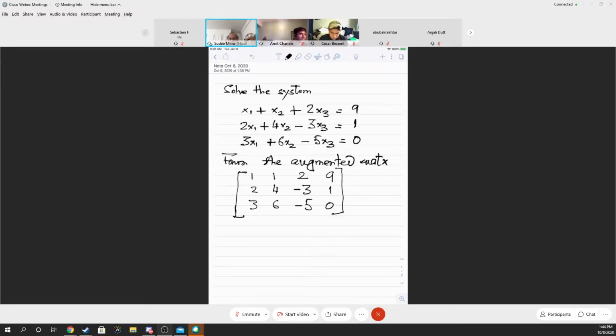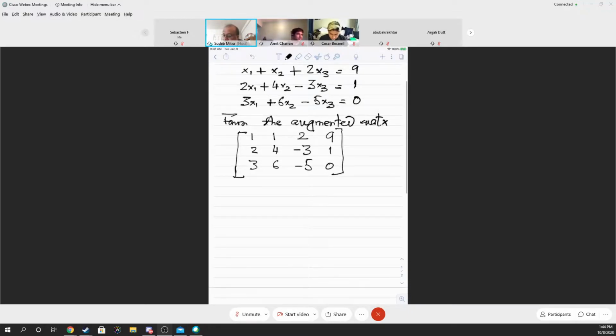The name of the game is this. Listen to me carefully, I want to reduce everything to this form. This will be a 0, this will be a 0, so only the diagonal will exist. And how to do that? Using row operations, which you know very well. So let's do this.